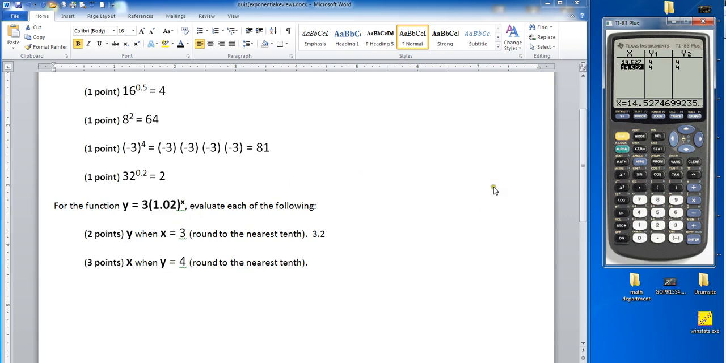So it would take you, if you want to put a context to it, about 14 and a half years to make $3,000 become $4,000, or to make $3 million become $4 million, or something along those lines. So, cool. There's your exponential review quiz. I hope it helped.